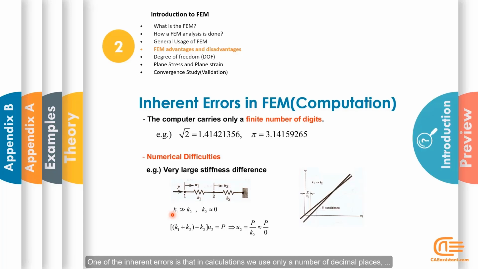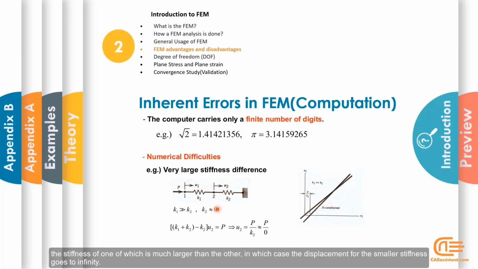One of the inherent errors is that in the calculations we use only a limited number of decimal places. For example, we can't put pi in calculations and we have to use its engineering equivalent number. Numerical errors may also occur. Suppose that you have a structure with two springs, the stiffness of one of which is much larger than the other, in which case the displacement for the smaller stiffness goes to infinity.